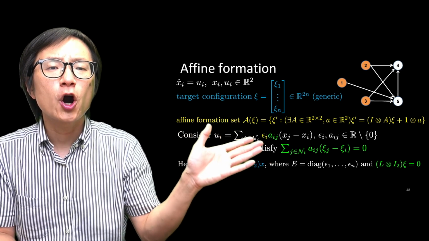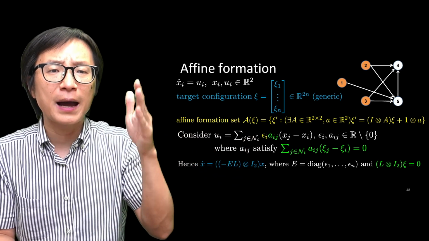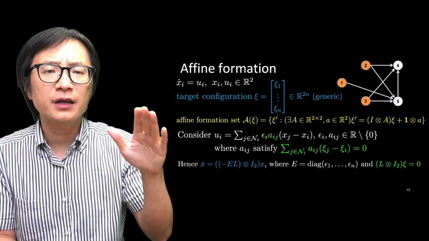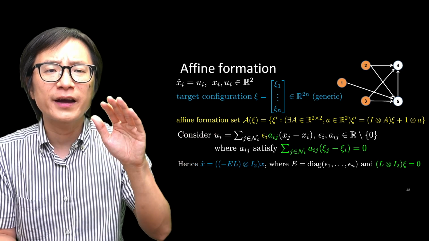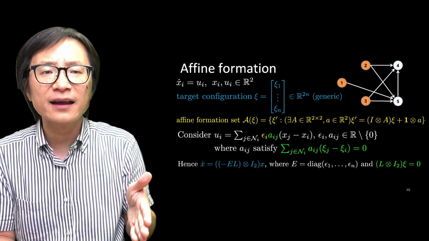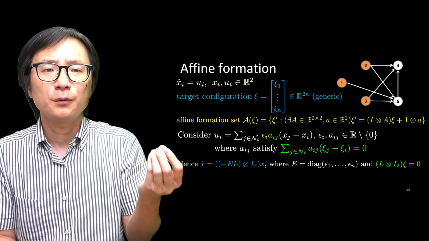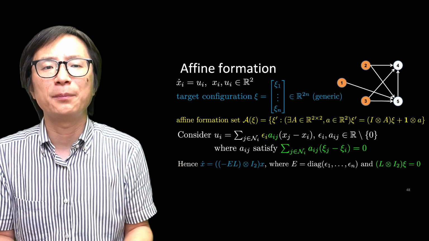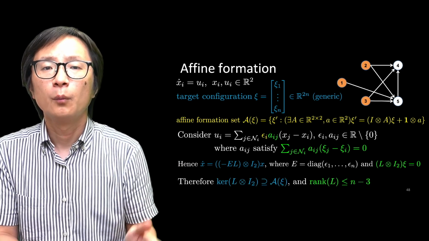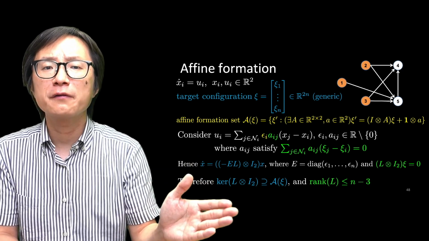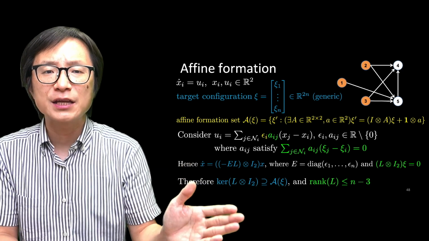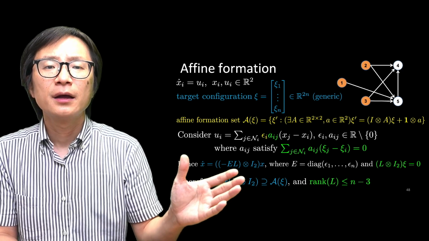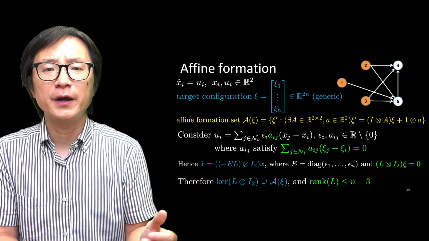So if we view that target configuration vector axis by axis, we can see that the xi can be separated into two vectors along two different axes. Those two lie within the kernel of the signed Laplacian L. Moreover, we have the kernel of L Kronecker product I2 contains the set of all affine formations.